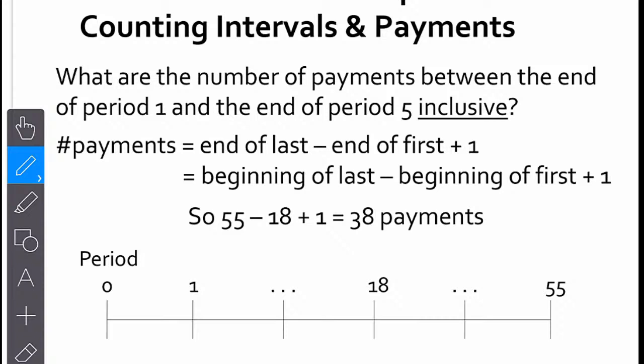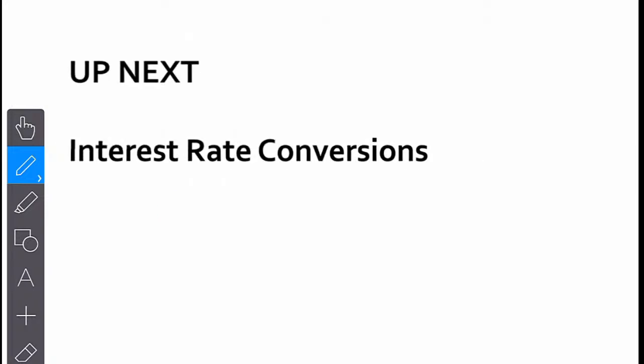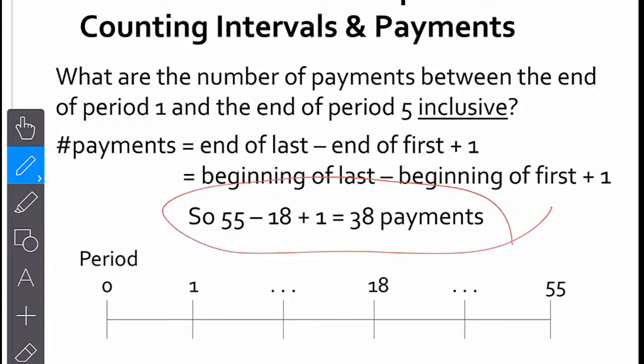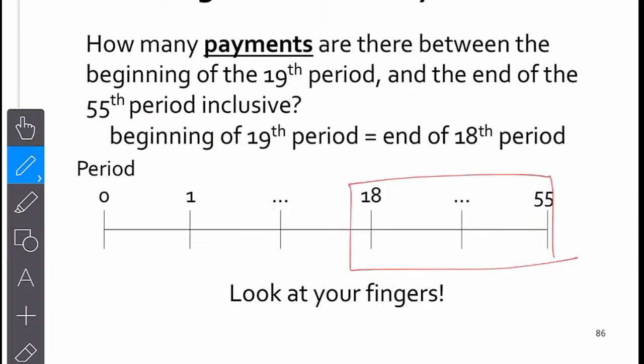You guys are good. Okay, so intervals, last minus first. Payments, last minus first plus 1. All right? If that ever comes up, if you ever need to know. And then we get to interest rate conversions. All right. Give me 5 minutes, I'm going to send you some exercises for review. You guys can think about this, ask me some questions. I'm going to take 5 minutes to send you some exercises for review. Okay.